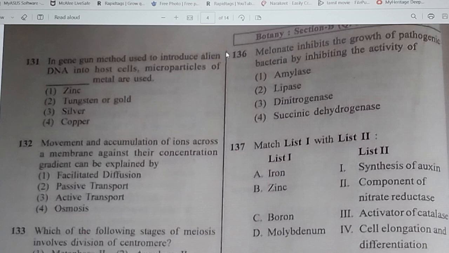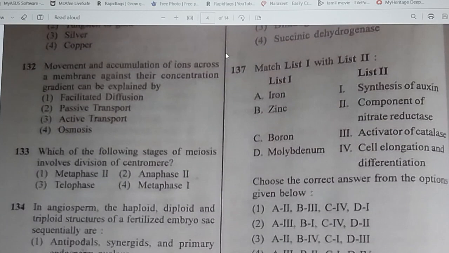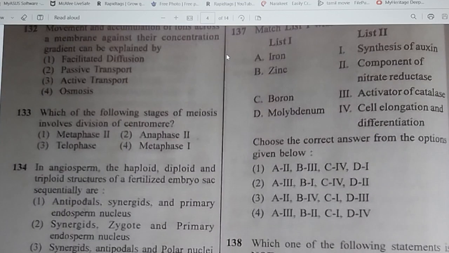131. In the gene gun method, it is used to introduce alien DNA into the host cell. Microparticles of a metal are used, tungsten or gold. Option B is the correct answer for 131. 132. Movement or accumulation of ions across a membrane against their concentration gradient. Against their concentration gradient, yes, it is active transport.